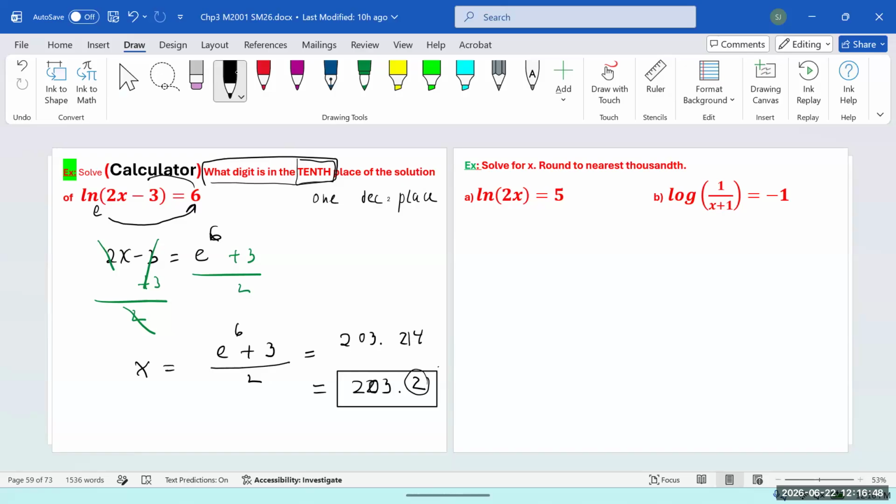Malvina, first one. 2x equals e to the fifth. Perfect. So doing a cycle. So what is x? Divided by 2.